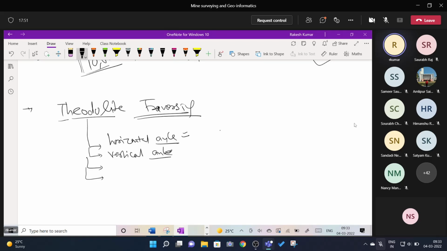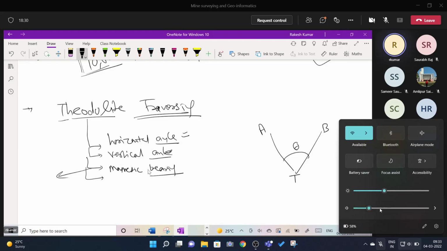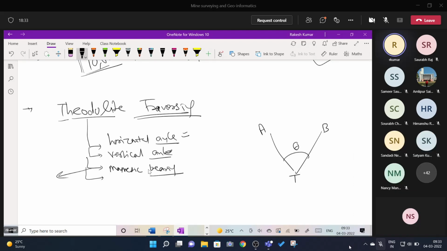If you see the books, sometimes it is also written that with the theodolite we can also measure the magnetic bearing. Why do they write so? Because what you have learned is that for the magnetic bearing I have to use the compass. But in the book, they also say the theodolite can be used to measure the magnetic bearing. Suppose the theodolite is at T, and this is A or B, and I want to measure this theta. How?